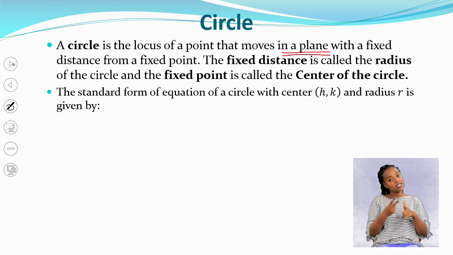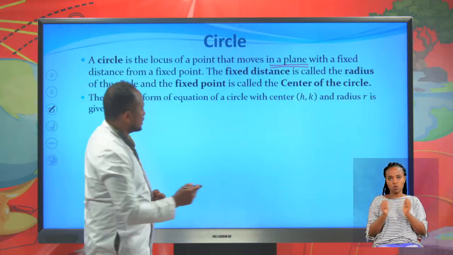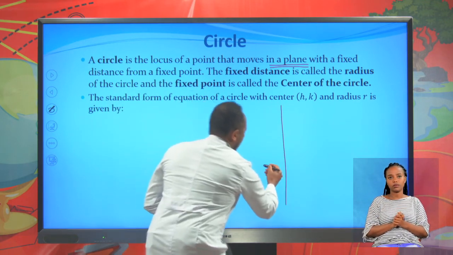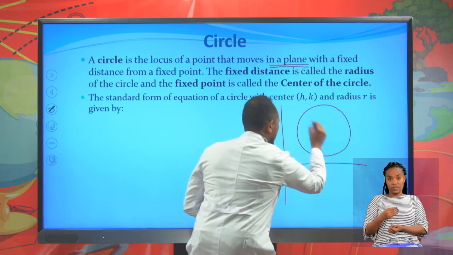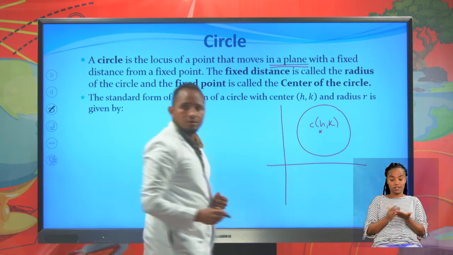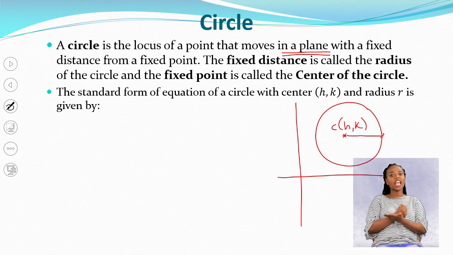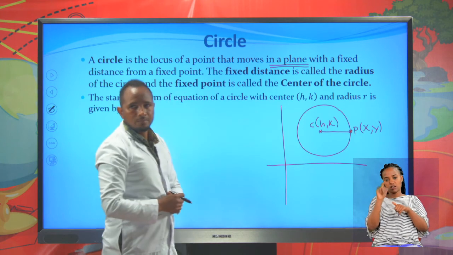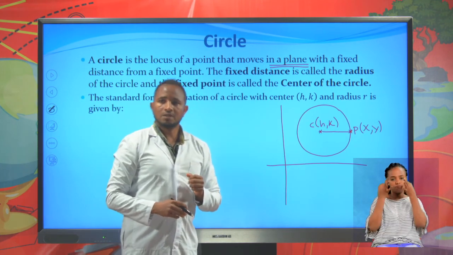Now let's see the standard form of the equation of a circle with center h, k and radius r. If we have a circle and here is its center, h, k, then to write the equation of this circle in standard form, take any arbitrary point on the circle, let's say x, y. The distance between this arbitrary point and the center is always fixed, it is constant. And that constant is the radius.